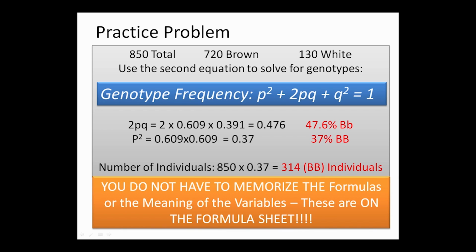So you have to be able to apply these equations to a situation like the one I just showed you. However, please, you do not have to memorize the formulas or the meaning of the variables. These are on the formula sheet. Look at the AP formula sheet. They are there. The variables are defined for you. So you really just need to work on applying these formulas. Okay?